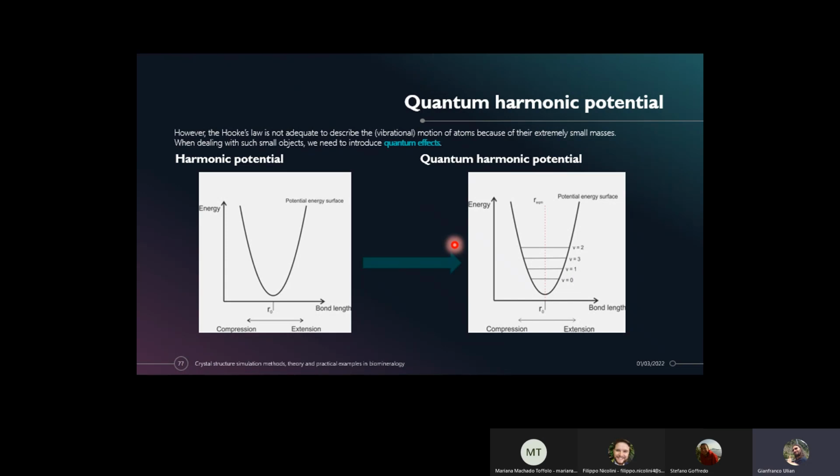Why? Because when we talk about atomic systems, we have to change from classical mechanics to quantum mechanics. So the energy levels are discrete. In the classical harmonic potential, you can describe any state along the potential curve. In quantum mechanics, you describe these discrete energy levels. This is the so-called quantum harmonic potential.